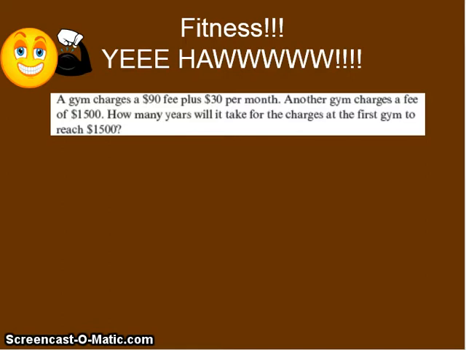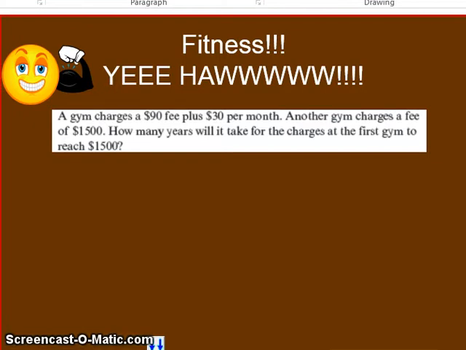And here's our final example. Again, all this stuff needs to be in your notebook. It says a gym charges a $90 fee plus $30 per month. Another gym charges a fee of $1,500. How many years will it take for the charges at the first gym to reach $1,500?